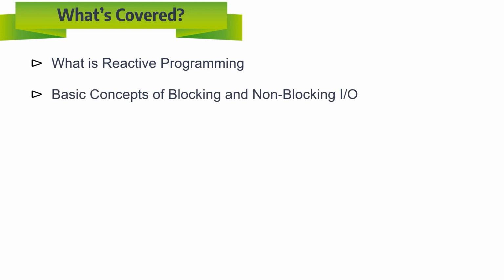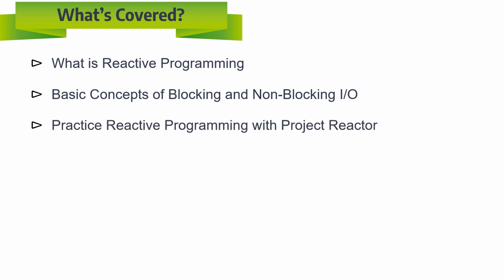Next is what's covered in this course. This course will first give you a basic understanding of what reactive programming is and where and how it is used. After that, I will explain the difference between blocking I/O and non-blocking I/O through illustrations and sample code so that you can understand the concept intuitively. The rest of the course will be devoted to fully understanding the implementation of reactive streams called Project Reactor.